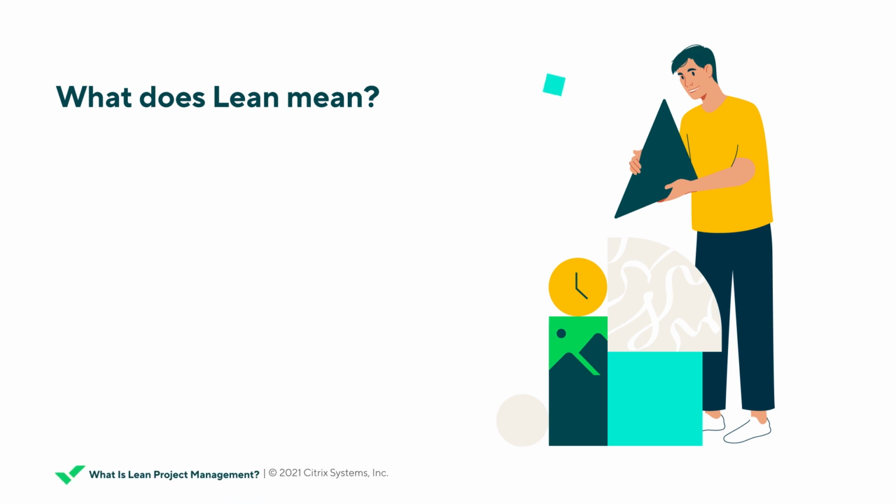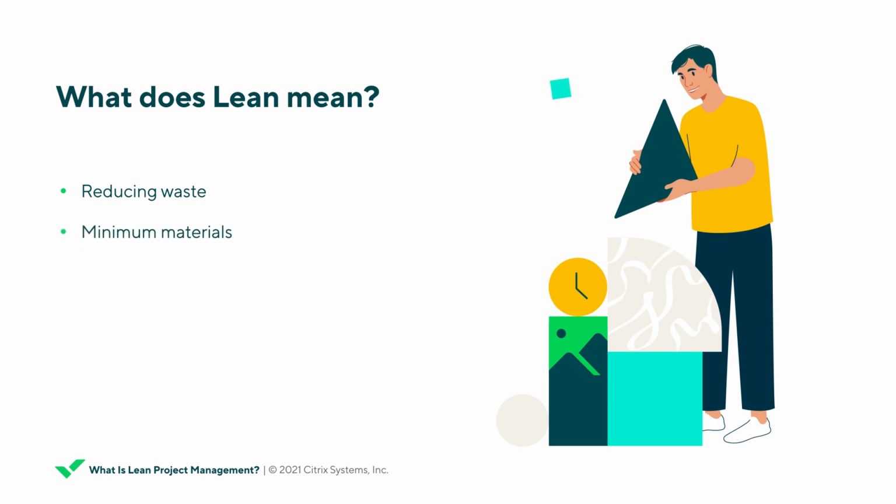As you can probably guess from its name, lean project management is all about reducing waste and trimming the excess from your project management processes down to the essentials. The Project Management Institute defines lean as to provide what is needed, when it is needed, with the minimum amount of materials, equipment, labor, and space.